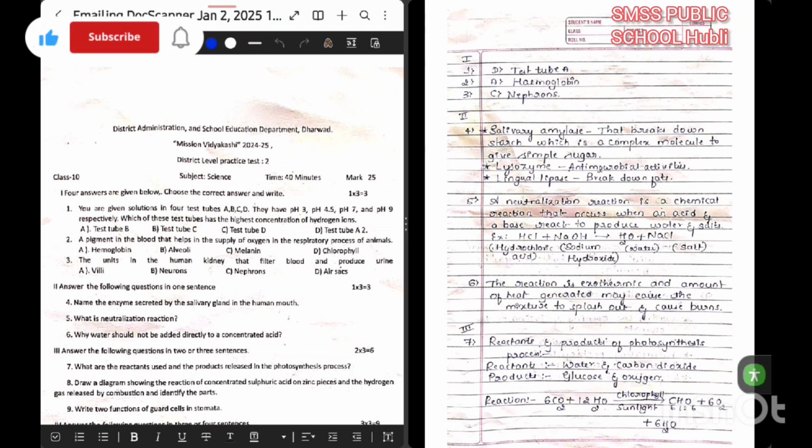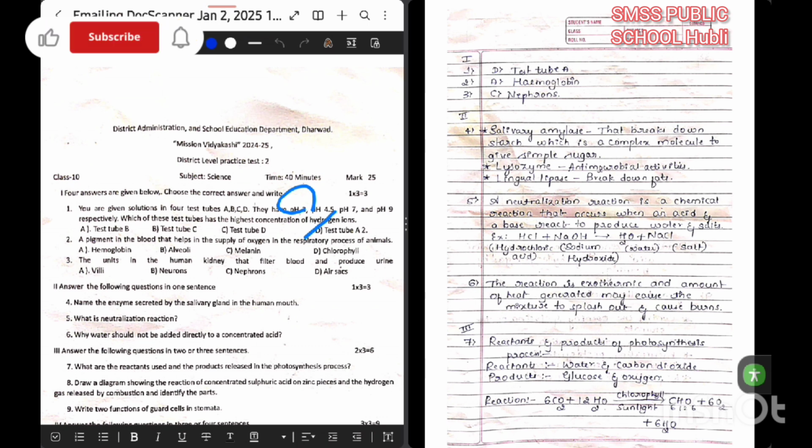The correct answer is option D, that is test tube D, because test tube A contains the pH of 3, so this one contains the highest concentration of hydrogen ions. Let's move to the next question.